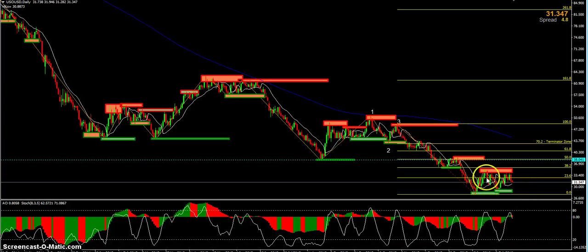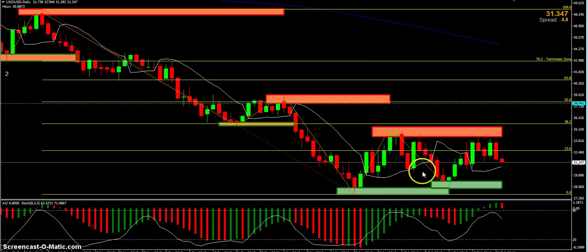But I still feel we've got an A, B, C cycle higher. So I want to see an A, B, pullback for C around these levels before I will get in, because I need that for my risk to reward.